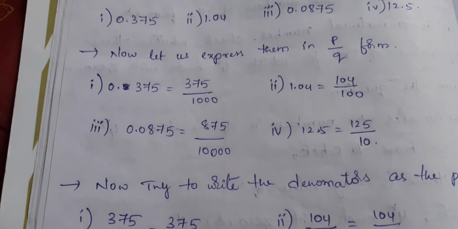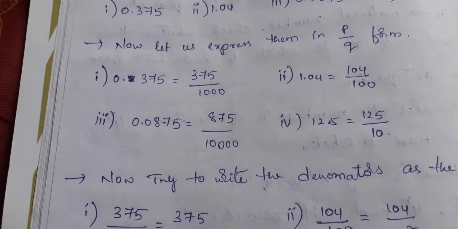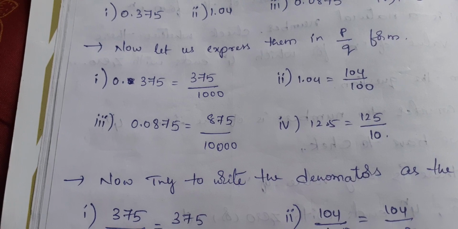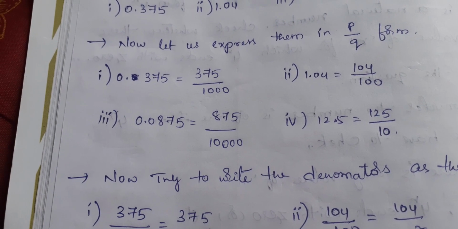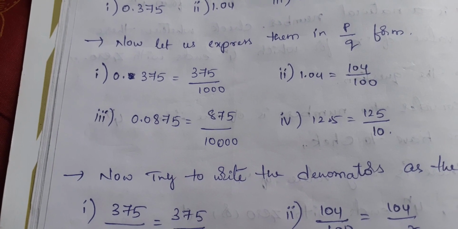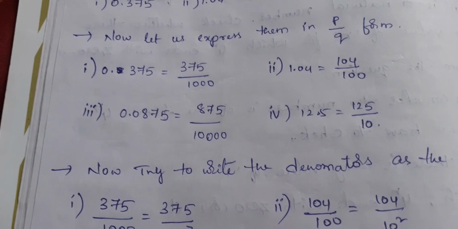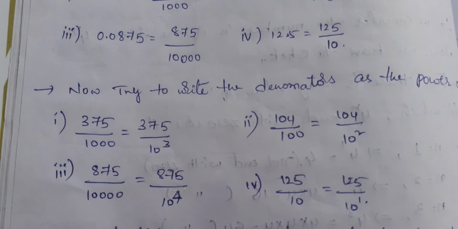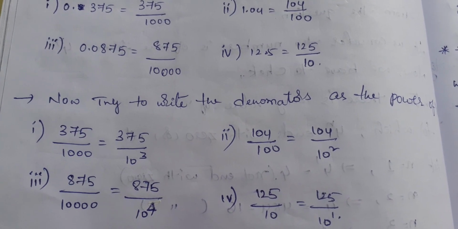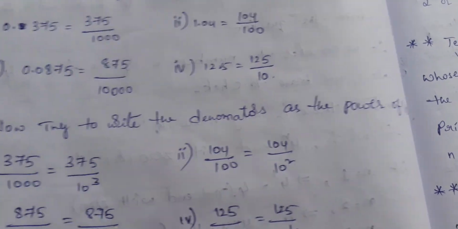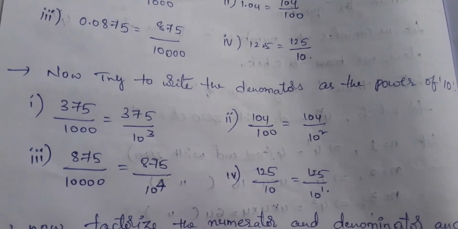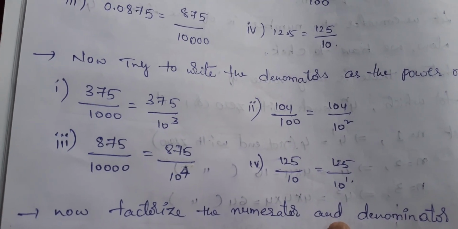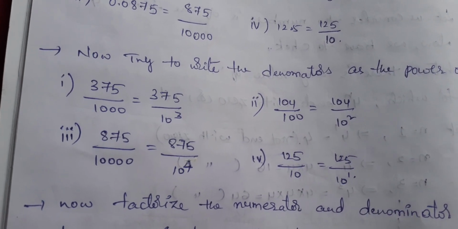Now let us express them in p by q form. You already know how to express in p by q form: 375 by 1000, 104 by 100, 875 by 10,000, 125 by 10. Now try to write the denominators as powers of 10. See here, 375 by 1000 means 375 by 10 power 3.